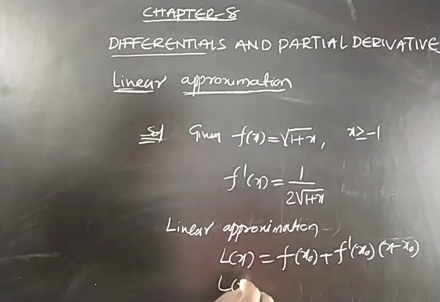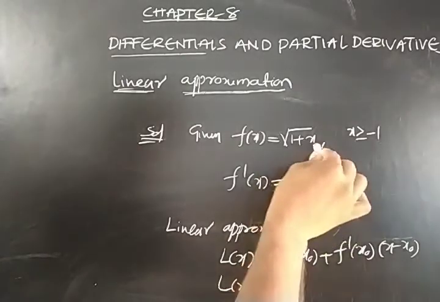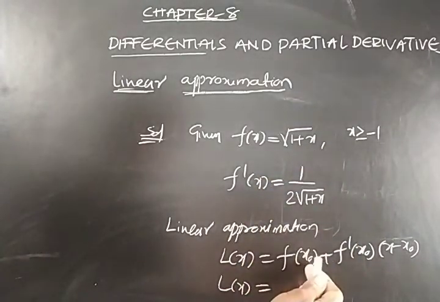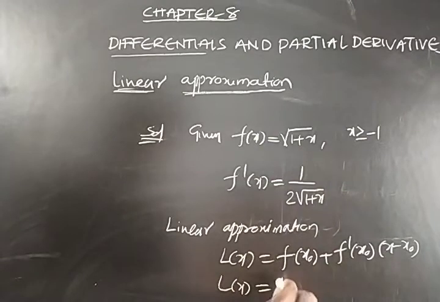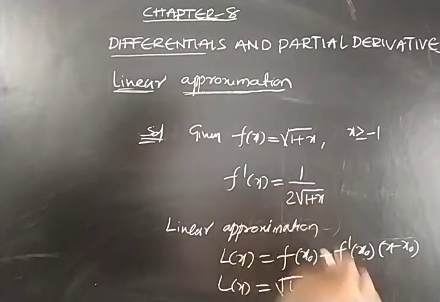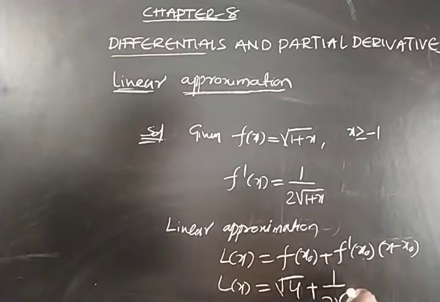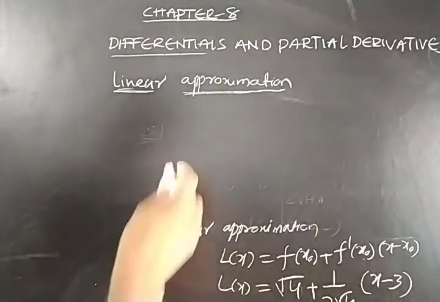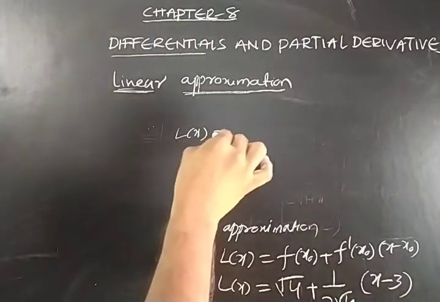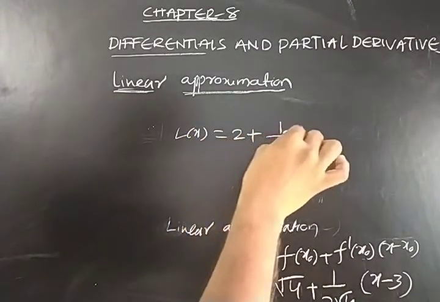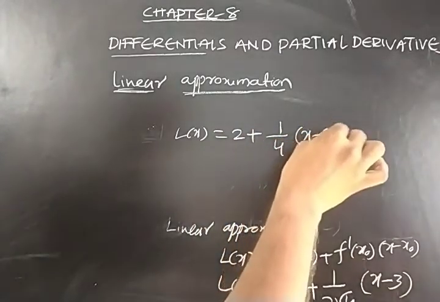So L of x is equal to f of x naught, that means f of 3. By substituting x naught is 3 in the function, you will get root 4, plus f dash of x naught, again substituting 3, 1 by 2 root 4, into x minus x naught, again 3. So we get L of x equal to 2 plus 1 by 4 into (x minus 3).